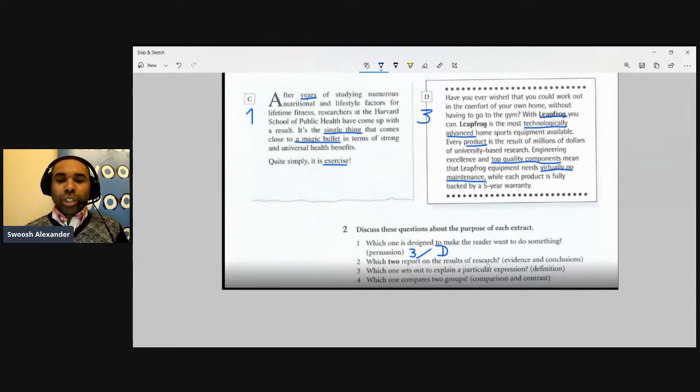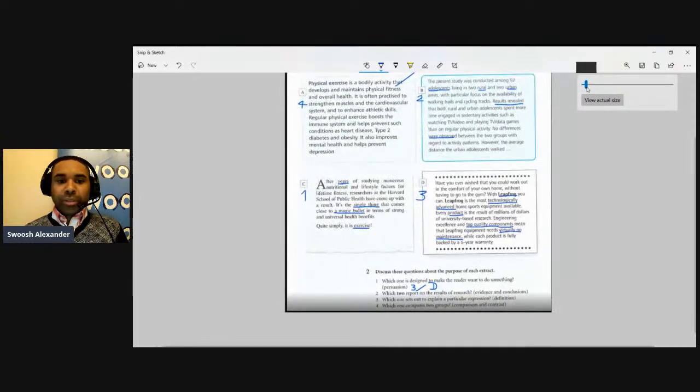Which 2 report on the results of research, evidence and conclusions? Well, definitely the academic article is doing that. We looked at that, didn't we? Results revealed, so that would be B, but also the newspaper report gave us evidence of research, but it just did it in a less formal way. So B and C would be the answer to number 2.